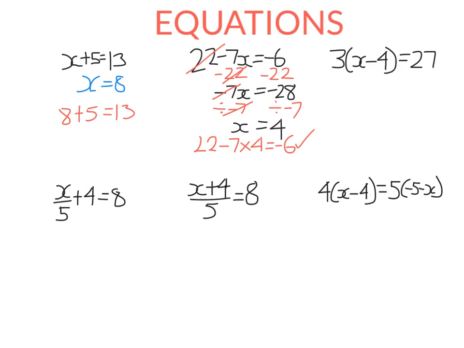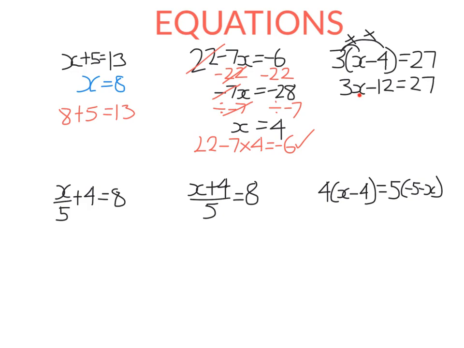So let's look at this one with brackets. What we're going to do is expand the brackets to make this a little easier to work with. So I distribute the 3 to the x by timesing. I distribute the 3 to the negative 4 by timesing. So 3 times x is 3x, 3 times negative 4 is negative 12, and I've still got my 27. I haven't actually started solving yet.